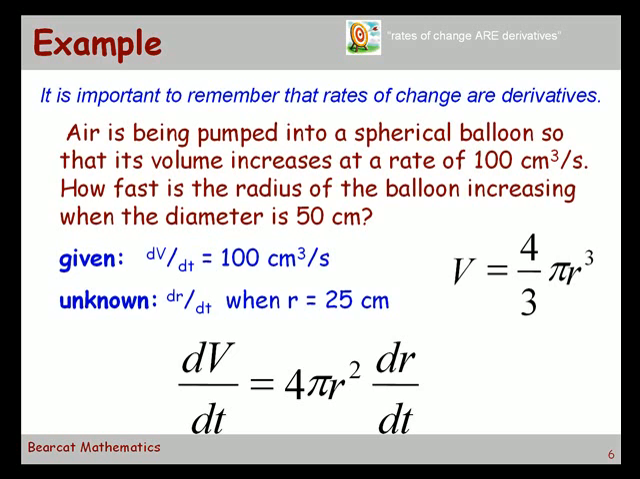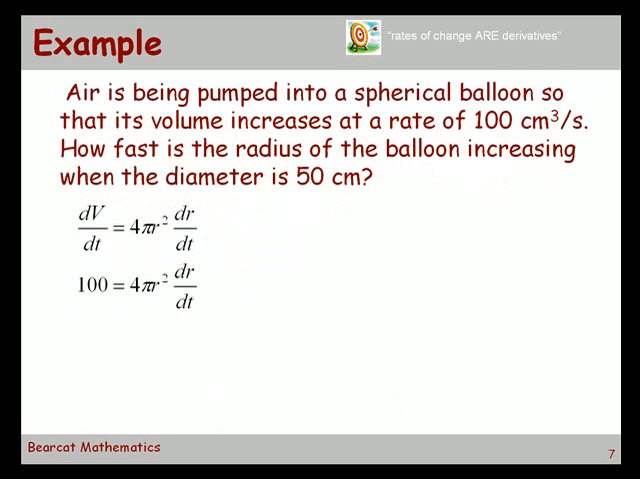So let's do that. dv over dt, you guys told me was 100. I think I solved this for dr over dt before I put the 25 in. I don't know why I did that, but I think that's what I did. So if I isolate dr over dt, I'm going to have to divide 100 by 4 pi r squared. So dr over dt is equal to 100 divided by 4 pi r squared.